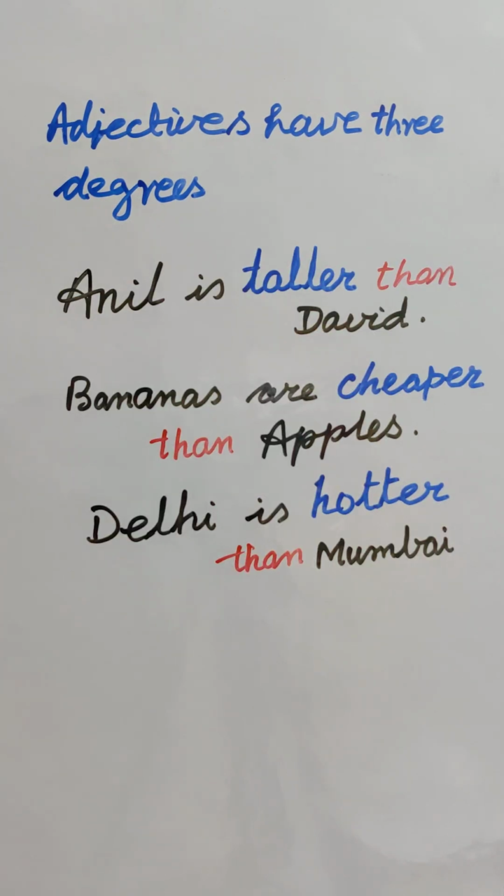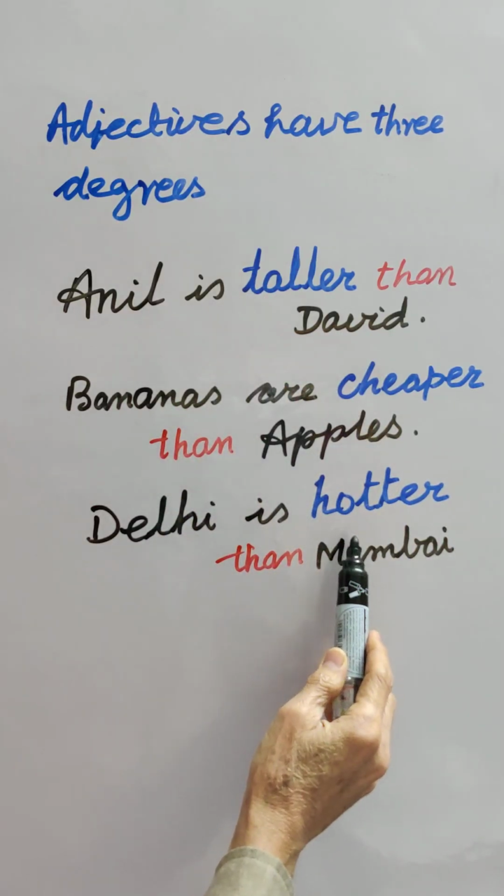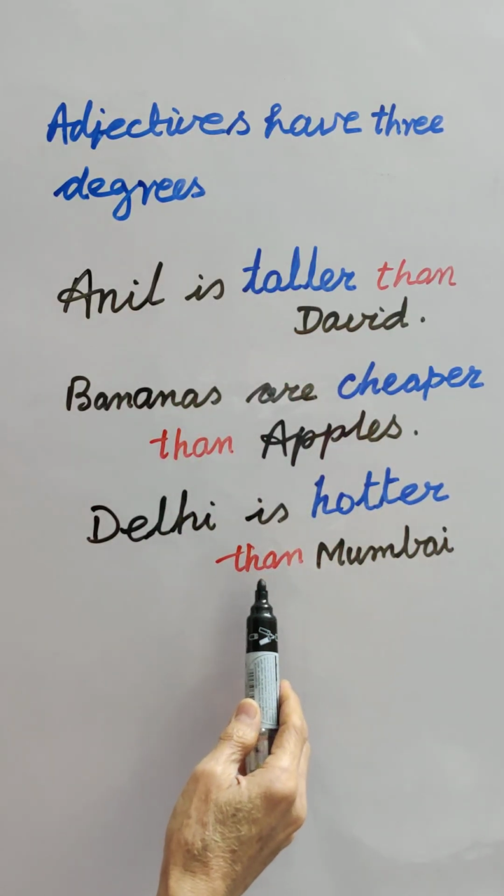Anil is taller than David. Bananas are cheaper than apples. Delhi is hotter than Mumbai. In all these 3 sentences, comparative degree of adjectives are used, which are written in blue color. Taller, cheaper, hotter are the comparative degrees.